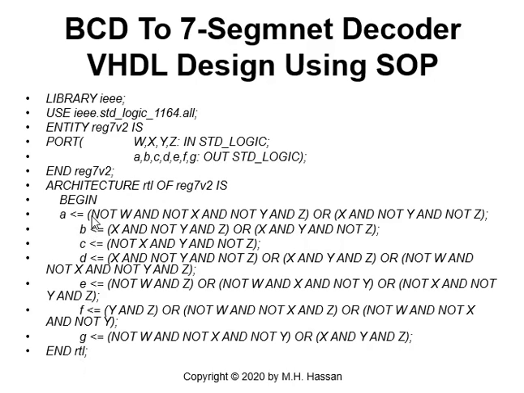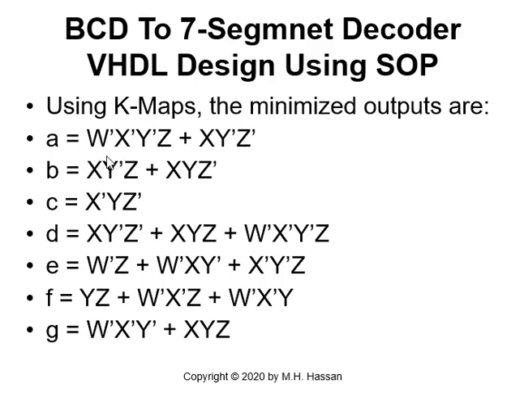And those will be the logic equations for A, B, C, D, E, F, and G. Let's check A. What's A? A, we said, is W prime, W bar: not W, not X, not Y, and Z. This is how we write it in VHDL.